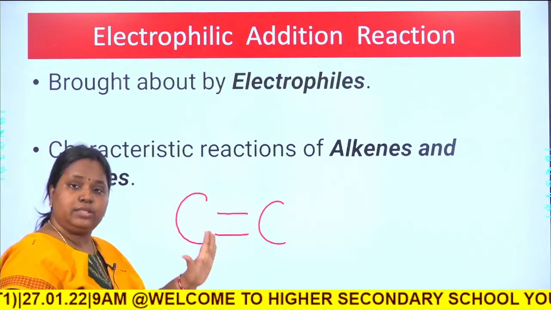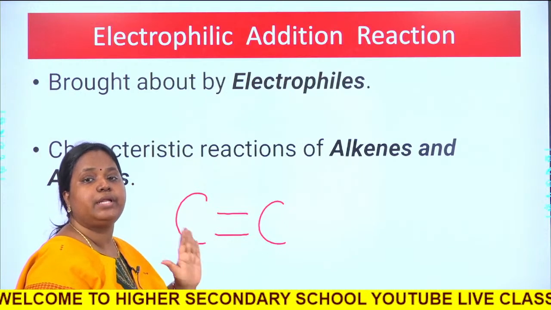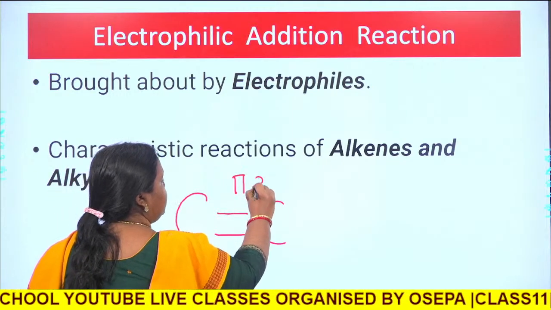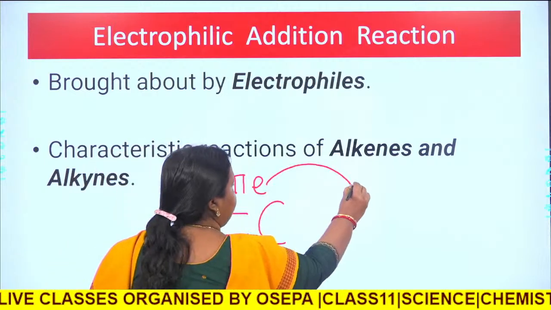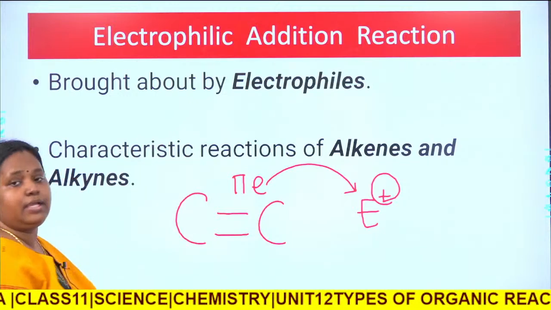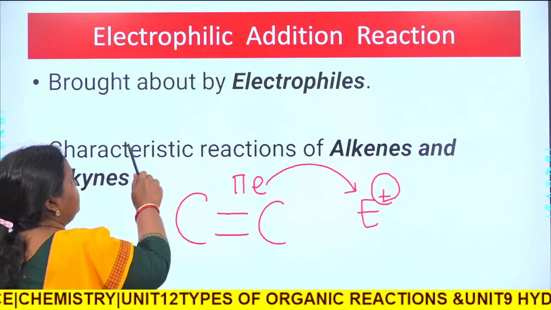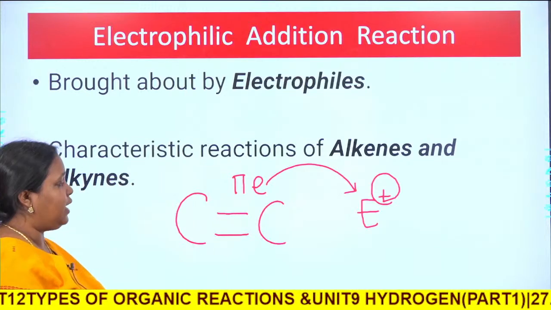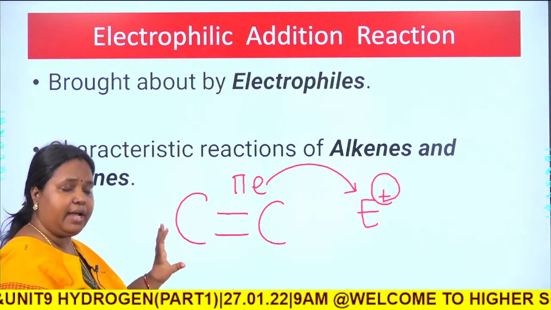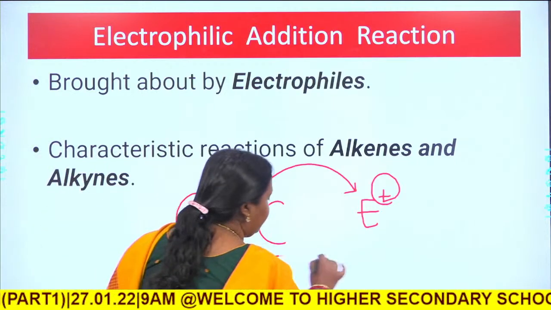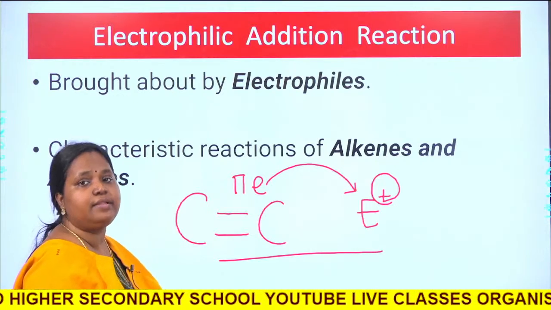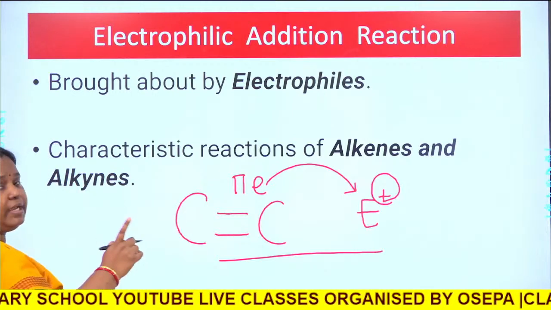Remember, pi electrons are always an electron rich system, so wherever there are pi electrons, the pi electrons will always attract a positive charge. So the reaction is started by an electrophile, hence electrophilic addition reaction. Alkenes and alkynes, since they are rich in pi electrons, attract a positive charge or electrophile towards themselves and this initiates the reaction, hence the name electrophilic addition reaction.